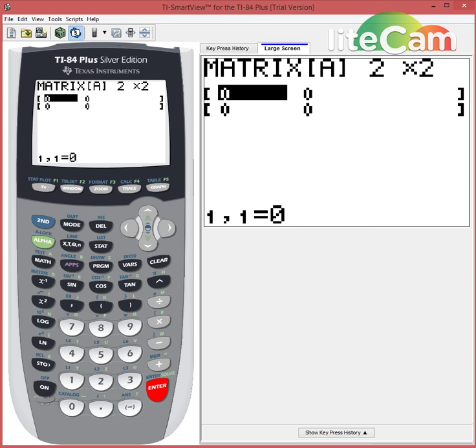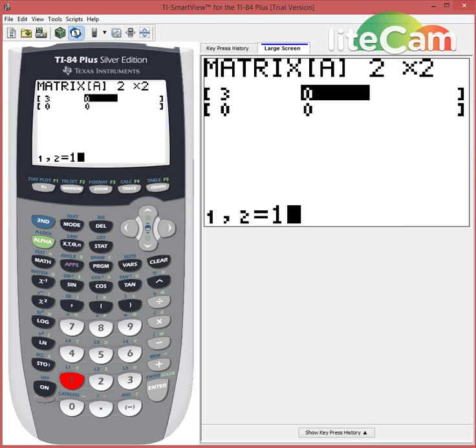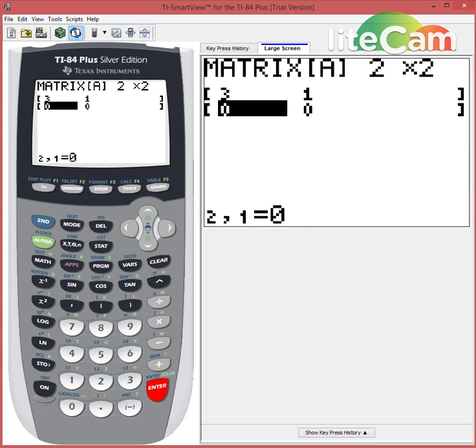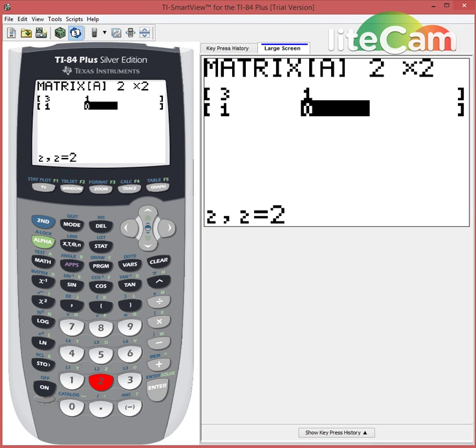They're all going to be zeros, so we're just going to go change all of them. 3, 1, 1, and 2. Okay, so there's matrix A.